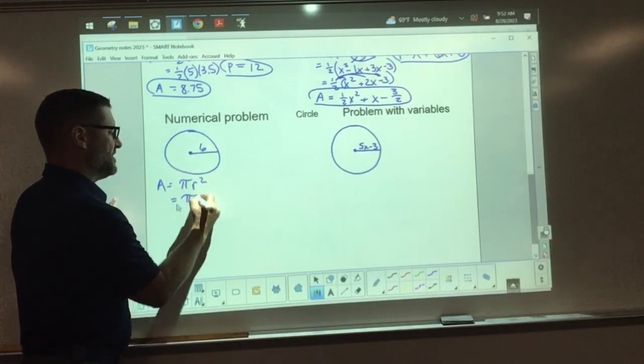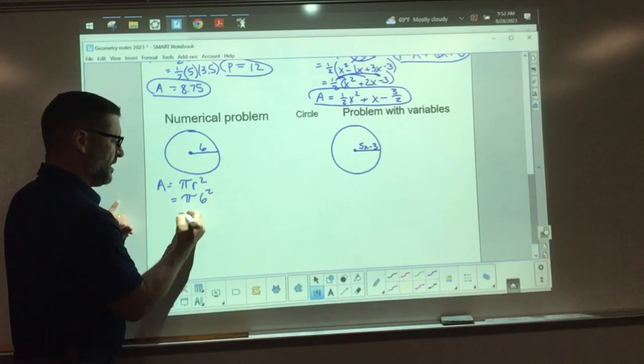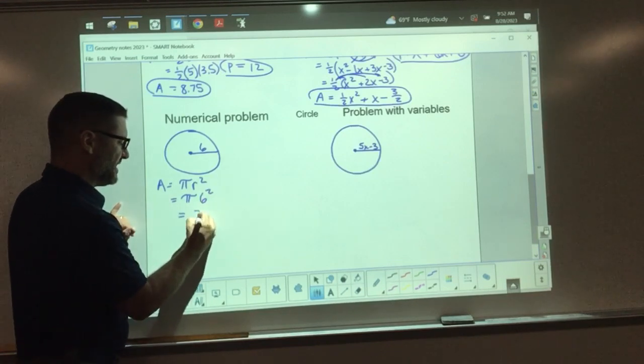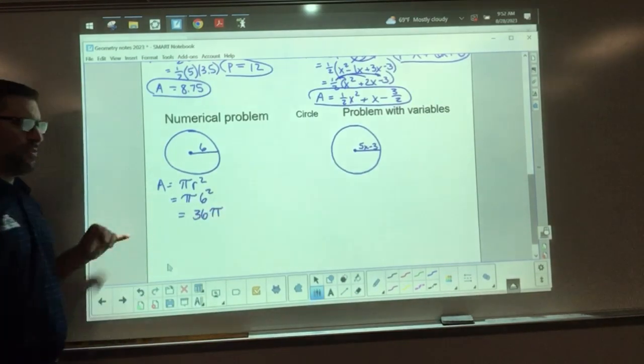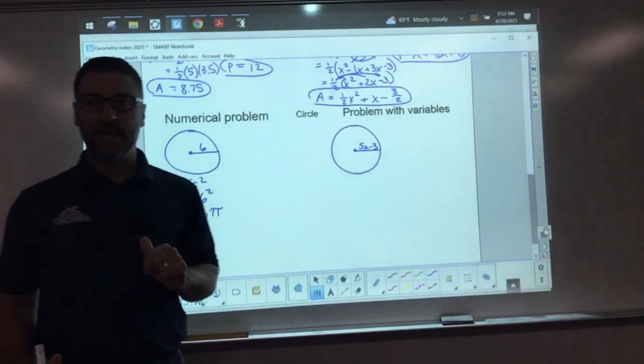Pi, radius is 6 squared. And 6 squared is 36. And then I still have the pi there. And really that 36 pi is the area.